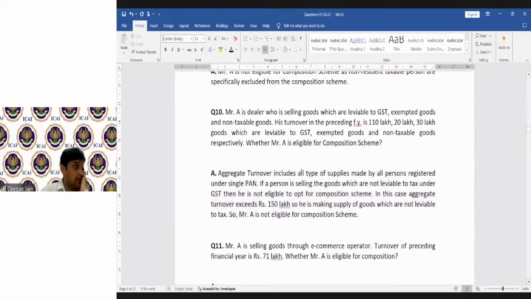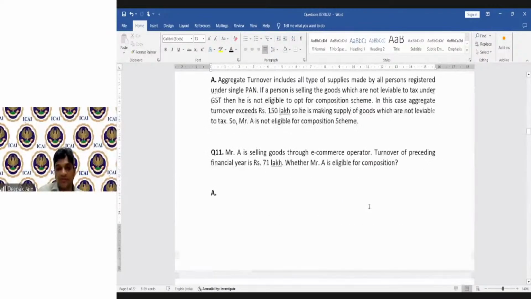Aggregate turnover includes all types of turnover made by suppliers registered under a single PAN. If a person is selling goods which are not leviable to tax under GST, then he is not eligible to opt for composition. In this case, aggregate turnover exceeds 150 lakhs, because 110 plus 20 is 130, plus 30 is 160 lakhs, that is 1.6 crores. So since his turnover is crossing 1.5 crores, he cannot opt for composition.